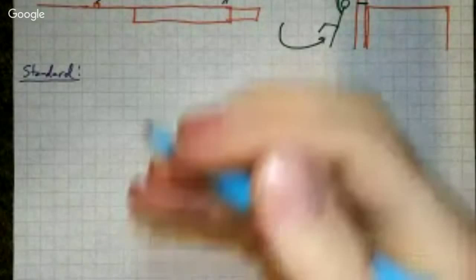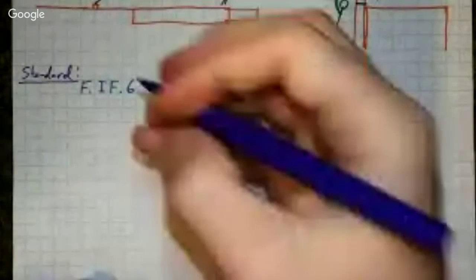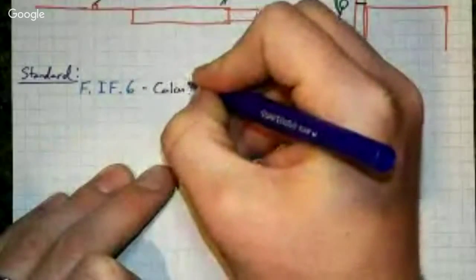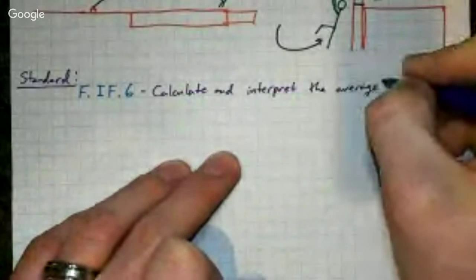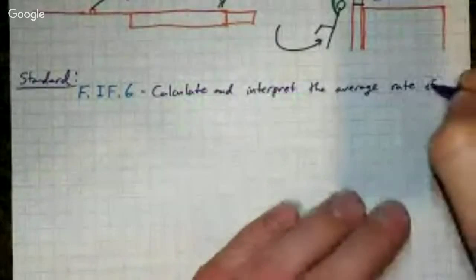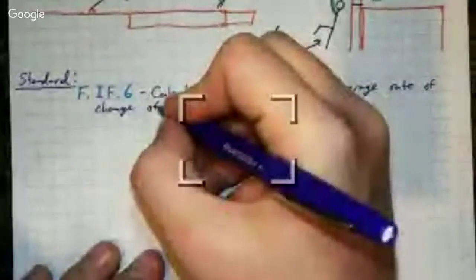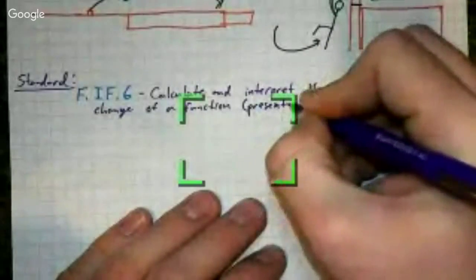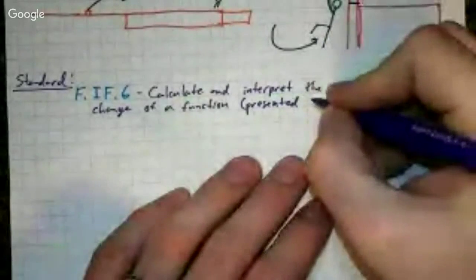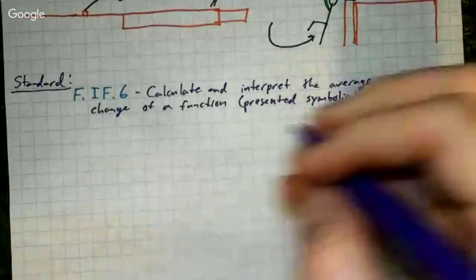standard, which is going to be F.IF.6. And this standard states that we must calculate and interpret average rate of change of a function presented symbolically or as a table.